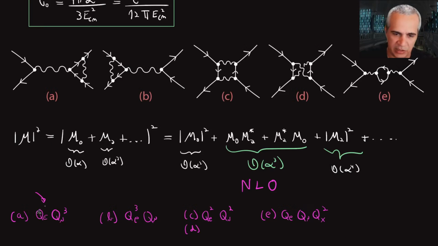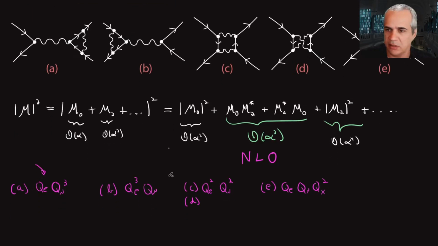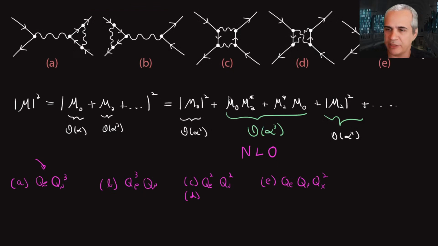So by choosing this coefficient of this polynomial, that is linear in the electron charge and takes the muon charge to the cubed, we can worry only about diagram A. So now what we want to do is figure out the correction at this order, at next to leading order.